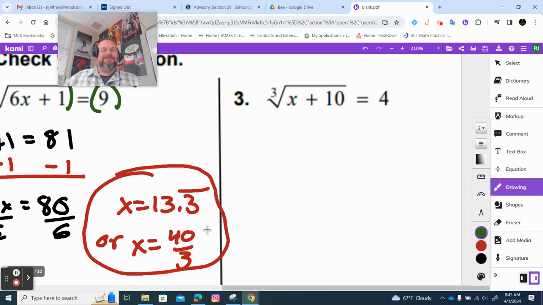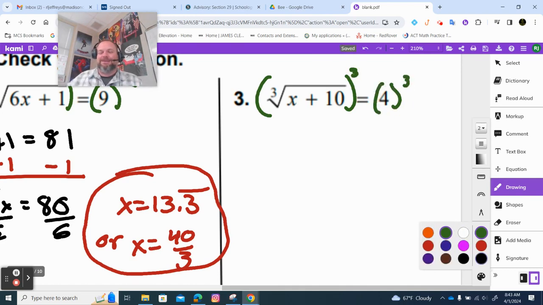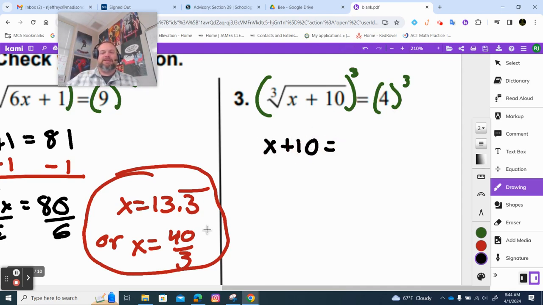All right. So this is isolated. So I'm cubing it. Do you think I care? All right. X plus 10. All right. 4 times 4 is 16. Times another 4 is 64. Yeah. We got calculators. You can double check me.